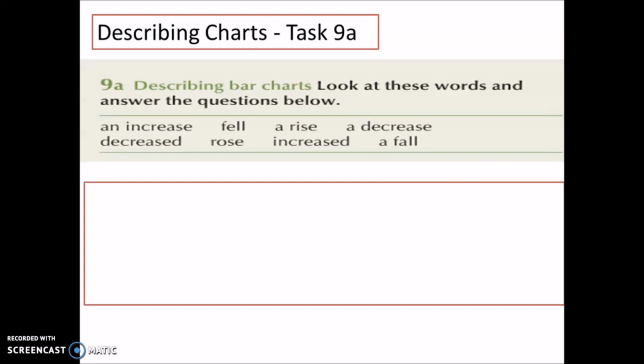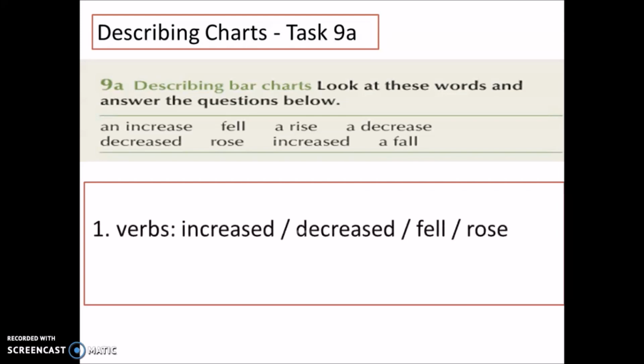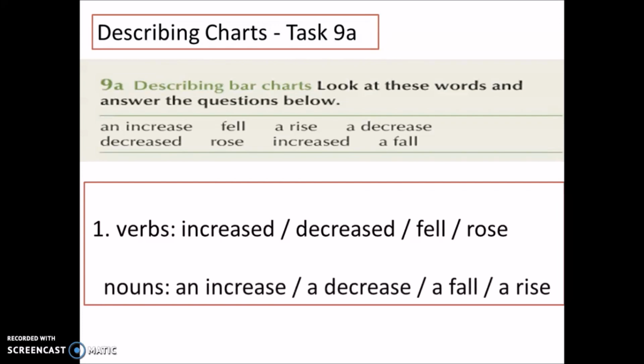Okay, I'm sure you know some of these words. Maybe you know all of them. And I don't think it's a difficult task. But let me give you the answer. So the verbs should be increased, decreased, fell, and rose. These are all in past simple, as you can see. And nouns are an increase, a decrease, a fall, a rise.